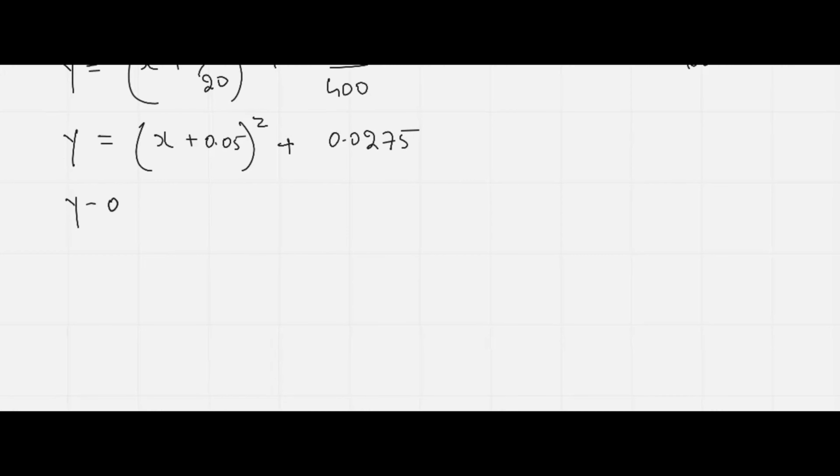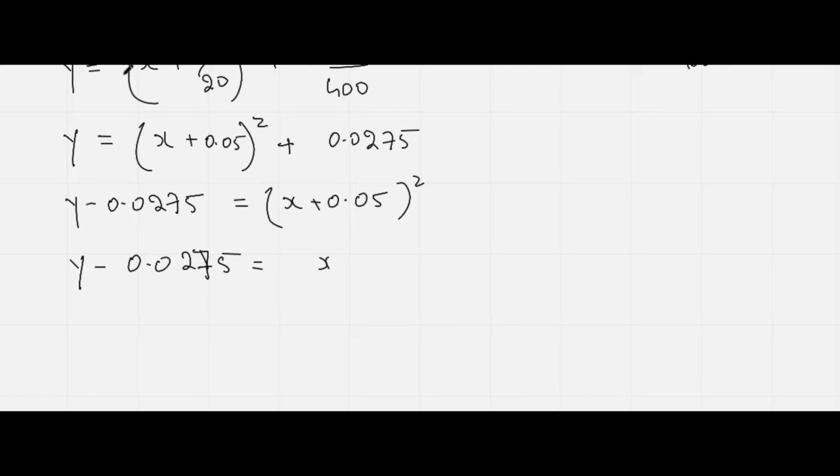Now let's shift this constant value to the other side. So y minus 0.0275 equals x plus 0.05 whole square. Before comparing it with the general equation of the parabola, we are going to write it according to the general format, because we have to adjust the signs as well, so there must not be any confusion left. Once I compare it with the general equation of my parabola, it wouldn't be that difficult for me to catch the values of h and k.